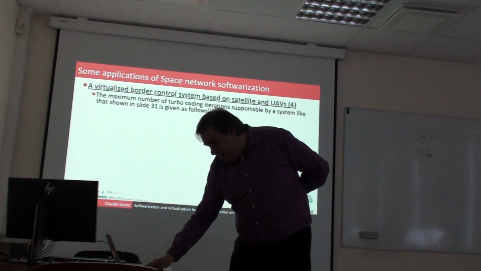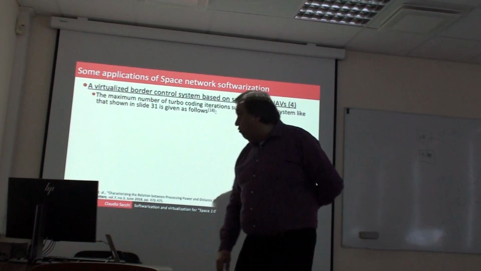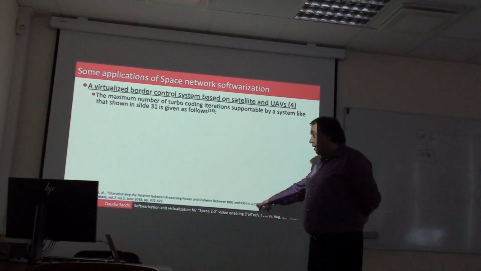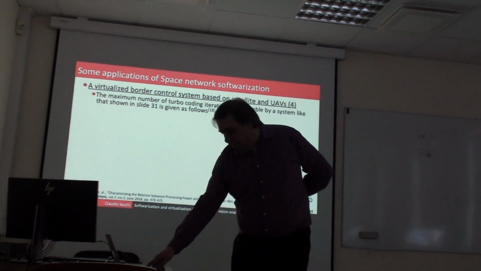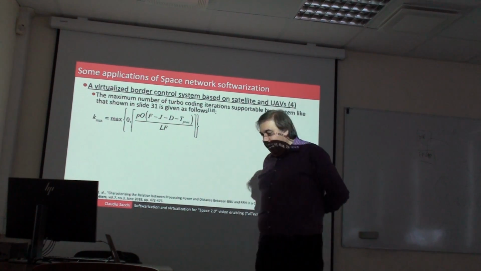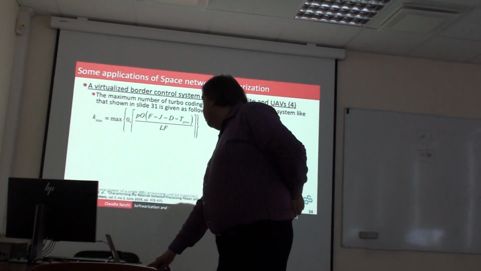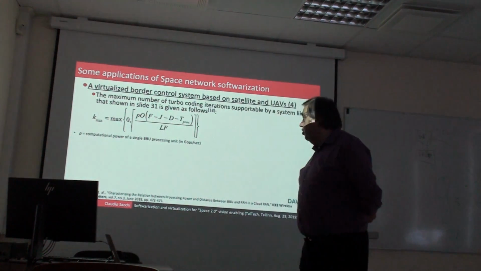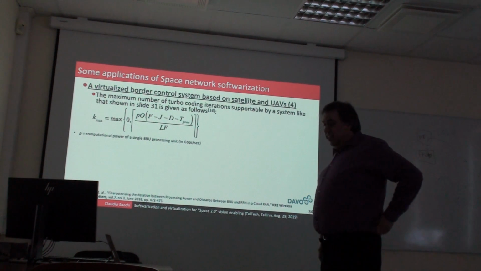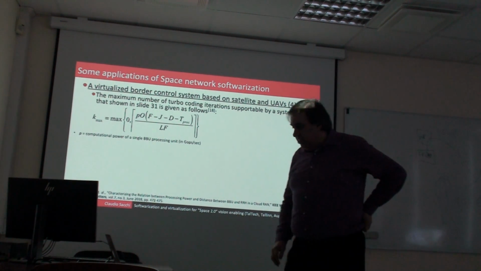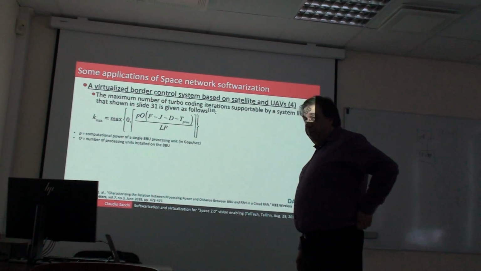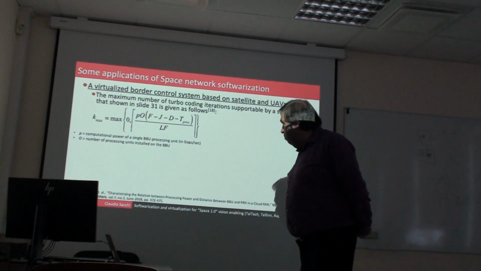How can we evaluate the number of iterations that we can perform? There is a formula reported in this recent paper. The list of the parameters is reported here. P is the computational power of a single BBU processing unit in giga operations per second. O is the number of processing units installed on the BBU and working more or less in parallel.